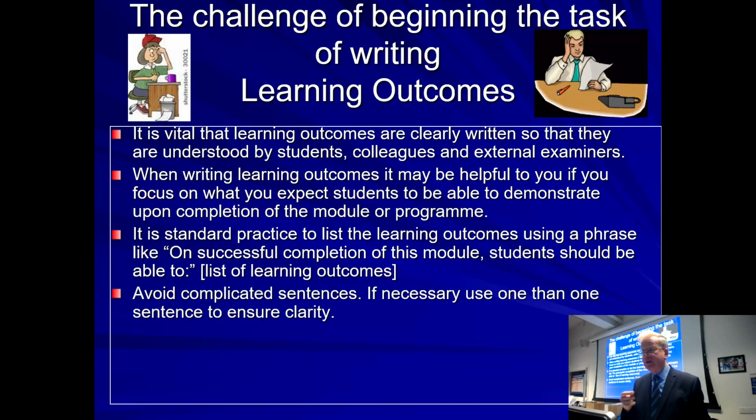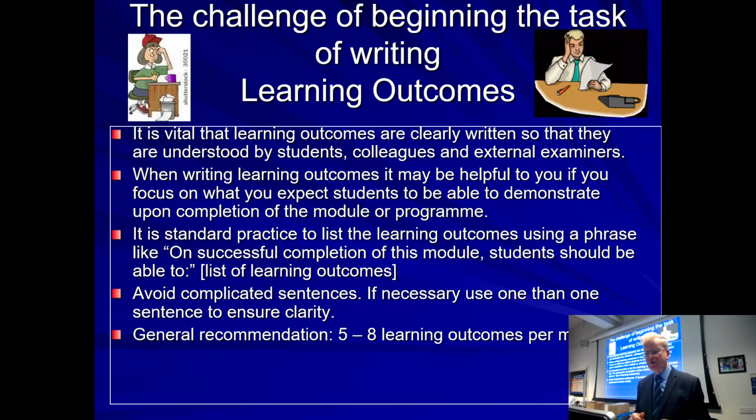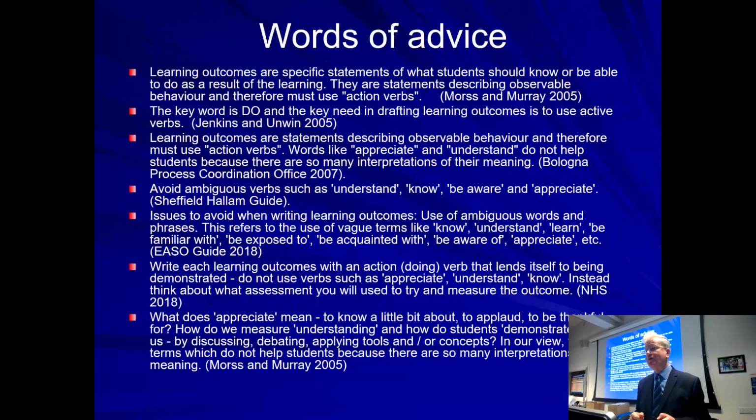It is possible to use more than one sentence, and in fact even more than one learning outcome. That's not a problem. But avoid complicated long sentences. If you have to use more than one sentence, I would recommend you put it in a separate learning outcome rather than try to squeeze a whole pile of different learning outcomes into the one. The literature generally recommends between 5 and 8 learning outcomes in the module, and avoiding certain words.